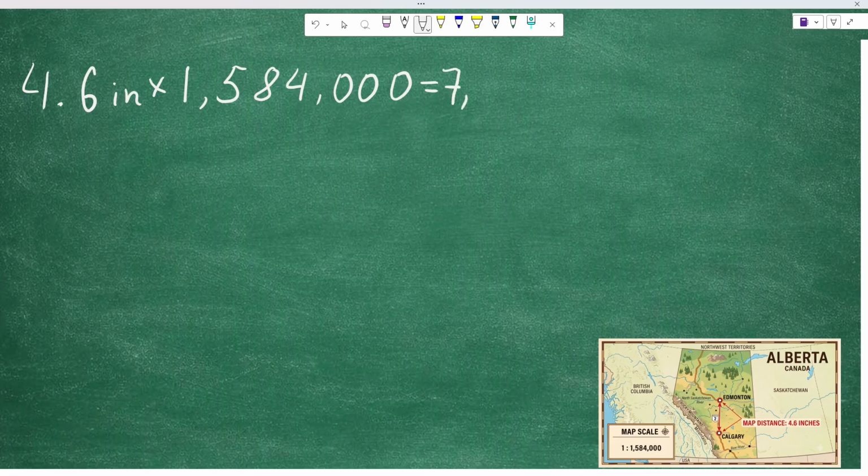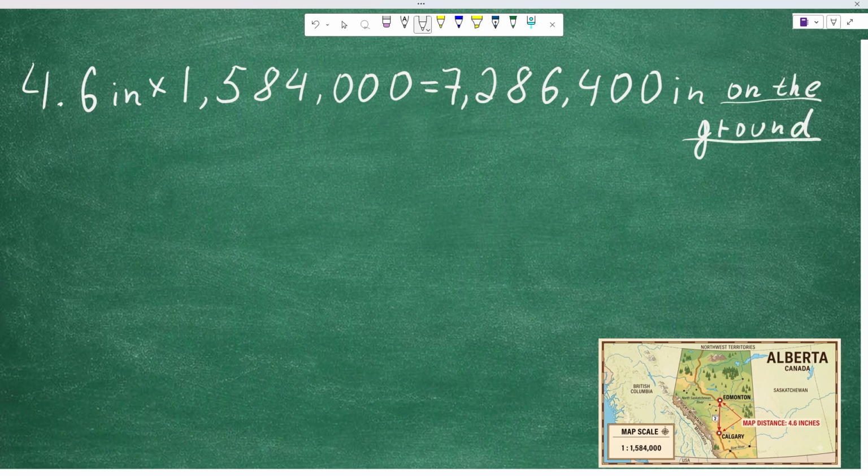First, let's find the total distance on the ground in inches. Since 1 inch equals 1,584,000 terrain inches, we multiply 4.6 inches by 1,584,000 and we get 7,286,400 terrain inches. That's over 7 million inches. Obviously, nobody measures driving distances in inches, so let's convert this into bigger, more useful units.